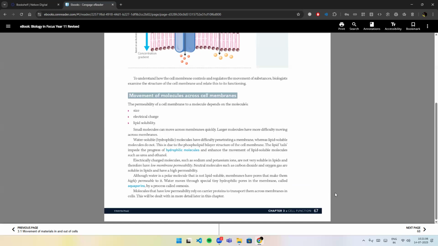Although water is a polar molecule that is not lipid soluble, membranes have pores that make them highly permeable to it. Water moves through special tiny hydrophilic pores in the membrane called aquaporins by a process called osmosis. Molecules that have low permeability rely on carrier proteins to transport them across membranes in cells. This will be dealt with in more detail later in this chapter.